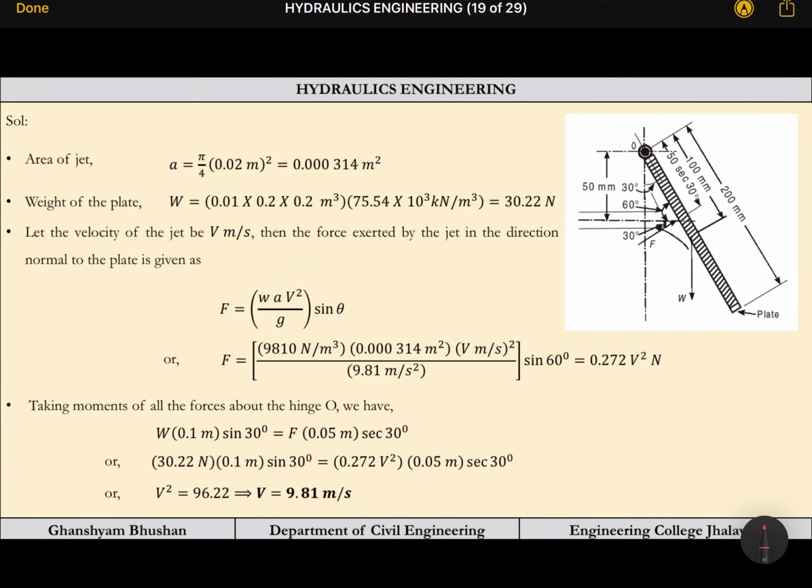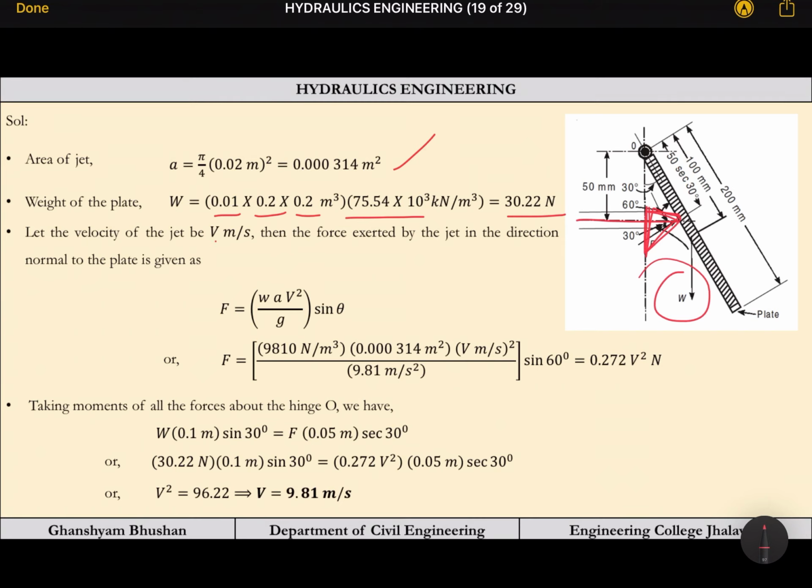What is happening here? The jet is striking, but the plate is held in position, so we have to calculate the velocity. The area of the jet you can calculate from the diameter given in the question: 20 mm diameter. The weight of the plate is volume into density. Plate dimensions are given, 10 mm into 200 by 200, so 0.2 into 0.2 into 0.01. This is the volume, and this is your density. So the weight comes out to be 30.2 Newton.